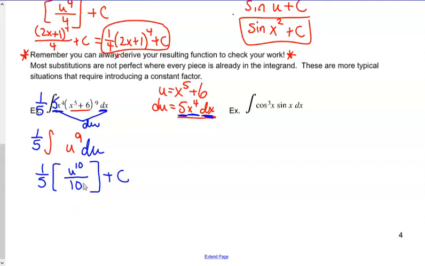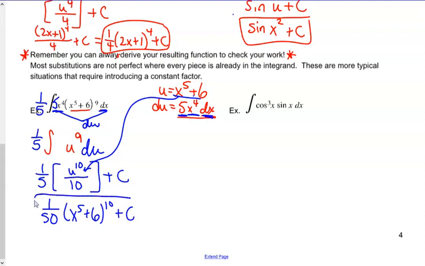Now, final step is to take u out and plug in what u is equal to. So this now has to go right in there. So I'm going to go ahead and multiply these, which would end up with a 1/50th. And then I have that x to the 5th plus 6, raised to the 10th power plus c. And that will be our answer. So there's a family of functions because of that arbitrary constant that's going to work for this answer.